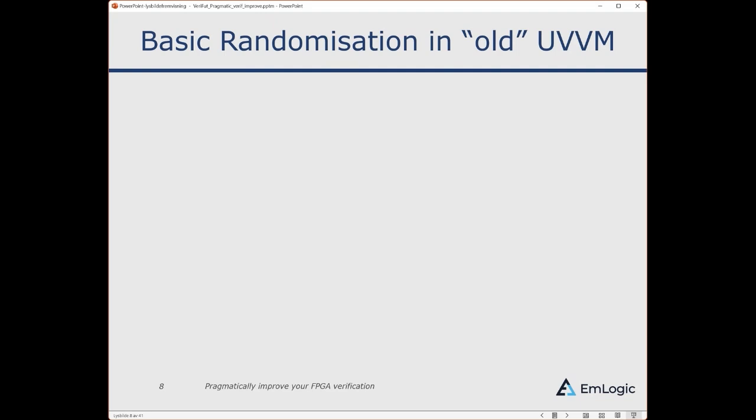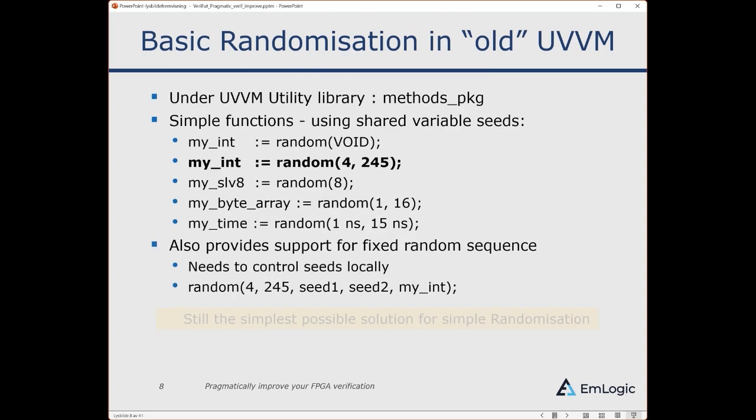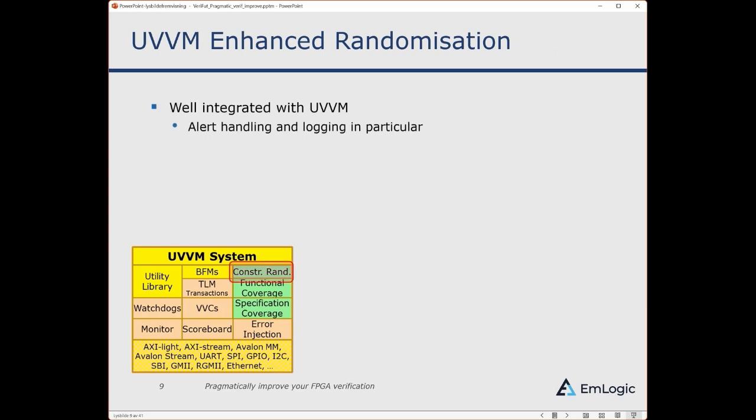We have had basic randomization in UVVM for very many years, and I'm not going to go through that. I'm just going to show you one simple example in bold here. That's how you would generate a random integer between 4 and 245. You can see that's dead simple. And I think this is still the simplest possible solution for simple randomization.